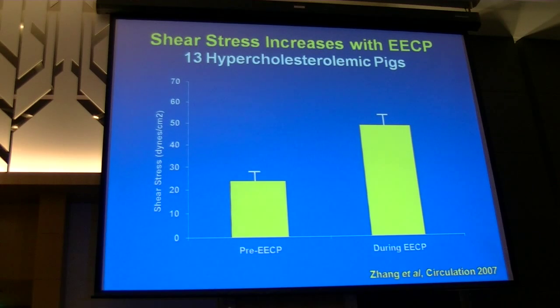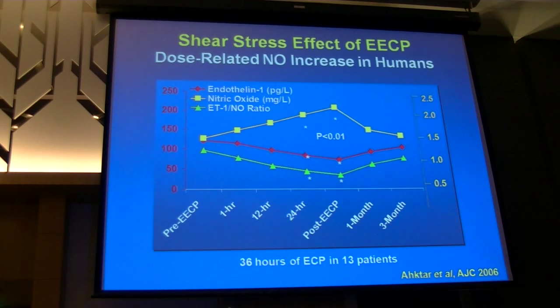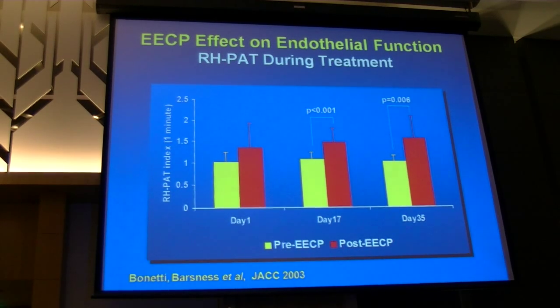It had been shown that shear forces can be measured directly in an animal model and increased during the course of EECP therapy. And in the intact human, this increased shear force is associated with a dose-dependent increase in nitric oxide levels and an associated dose-related reduction in endothelin. So the nitric oxide to endothelin ratio, that important ratio that determines endothelial function and endothelial health, is favorably modulated through EECP in intact humans.